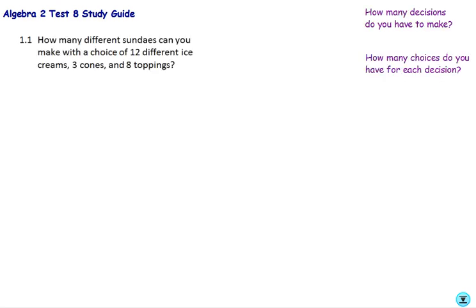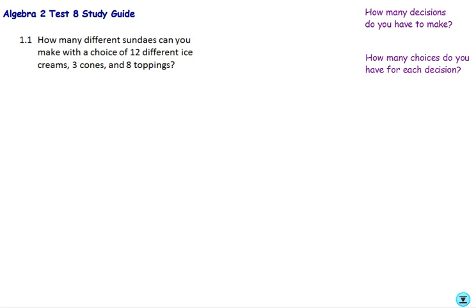All right, taking a look at the first question. How many different sundaes could you make if you had a choice of 12 different ice creams, 3 different kinds of cones, and a choice of 8 different kinds of toppings? What you have to think about on this one is how many different possibilities you could come up with, given those 3 different decisions you're going to have to make.